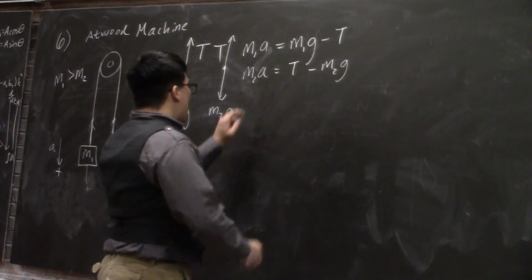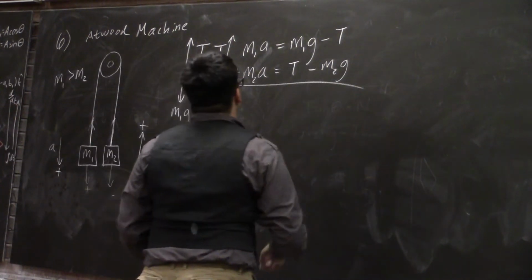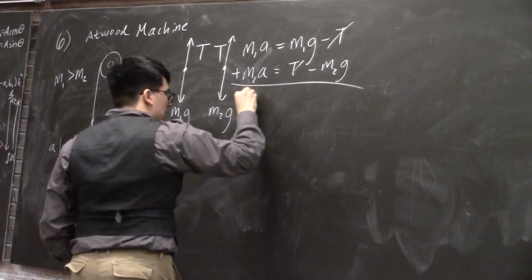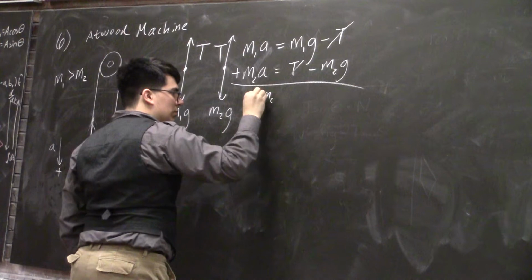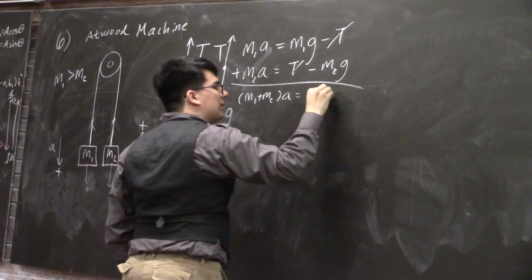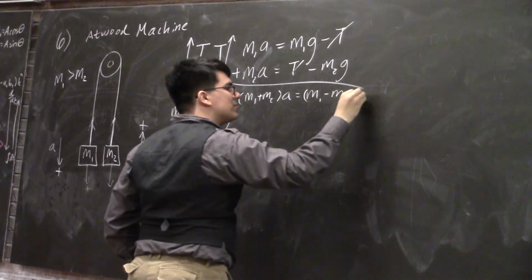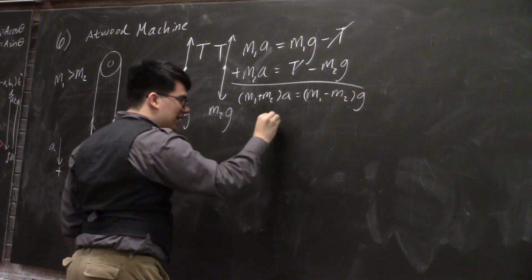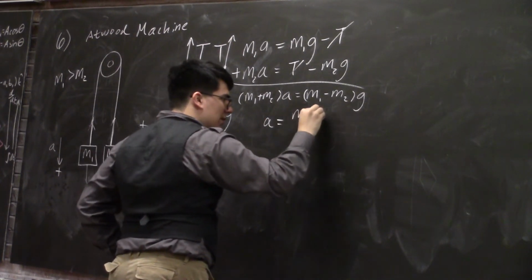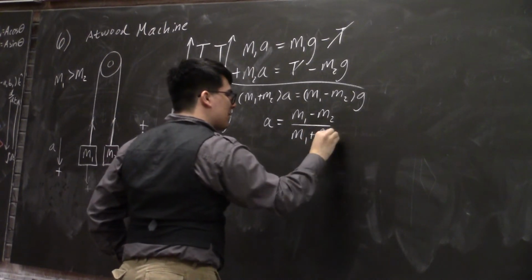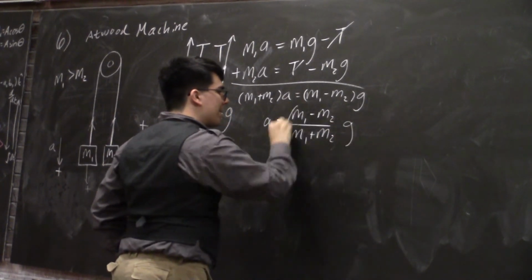Now, I'm going to add these two equations together. These T's will cancel out. I'm left with (m1 plus m2) times a is equal to (m1 minus m2) times g. And I can solve for the acceleration finally and get (m1 minus m2) over (m1 plus m2) times g.